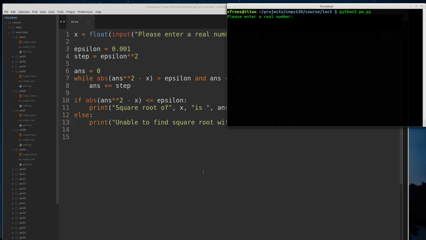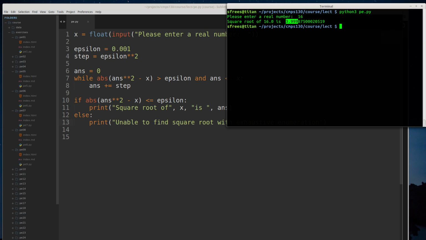Okay, so let's run this program, and let's first start with easy ones. So what's the square root of 16? And you can see it's taking quite a bit of time, and it comes out with 3.999. And of course, we know that the answer is exactly 4. But notice that our epsilon value is 0.001, and we're within 0.001 of the actual answer. So this is an acceptable range.